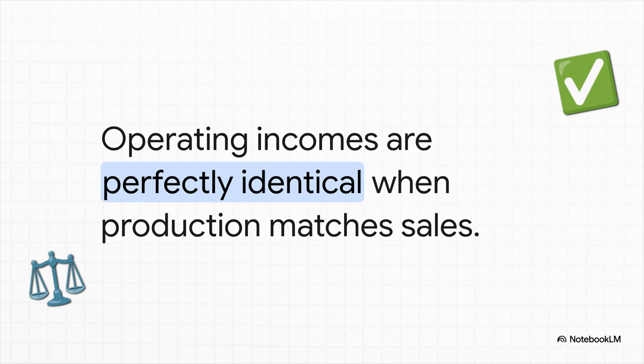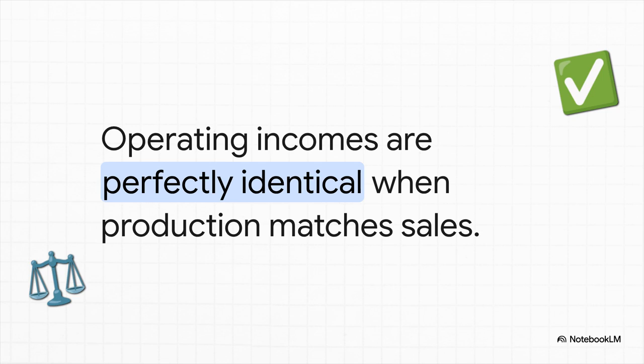Why? Because all the fixed manufacturing costs budgeted and incurred for that period flow straight through to the income statement. Under variable costing, they're expensed immediately. Under absorption costing, they're attached to the units produced, but since all those units were sold, the costs flow straight through cost of goods sold anyway.